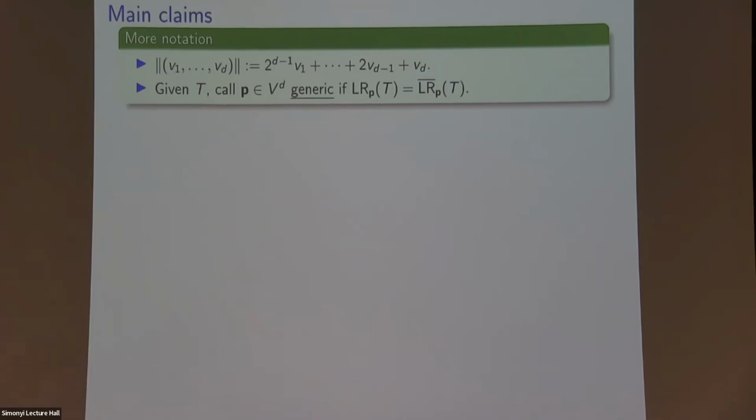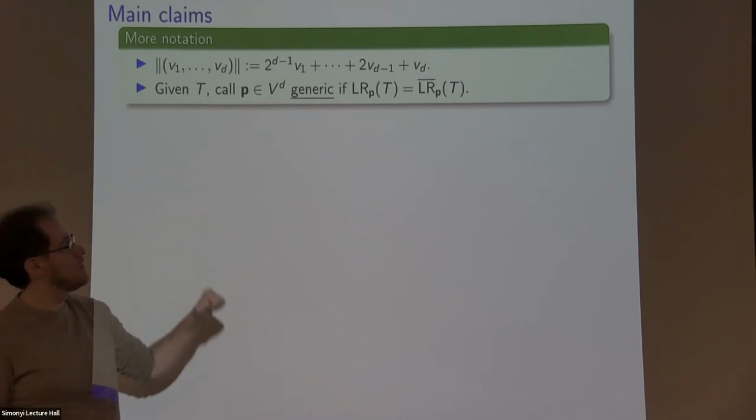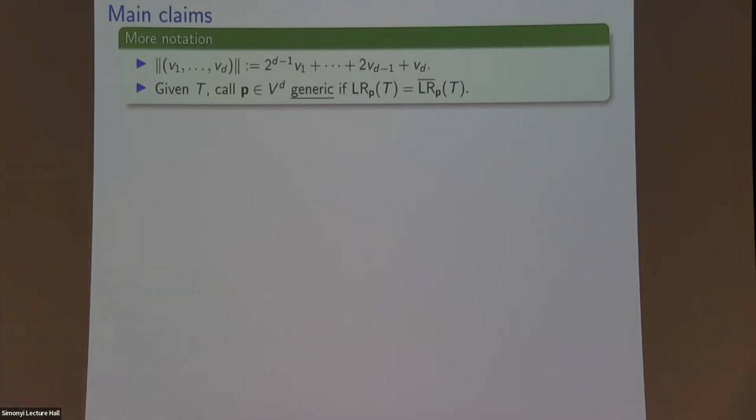So what do I mean? What is this local rank bar? You view T as a tensor over the algebraic closure. So the definition of local rank stays the same, except now you maximize over an infinite vector space. The x's come from V to the D, and V is now over the algebraic closure. So that's the particular difference.